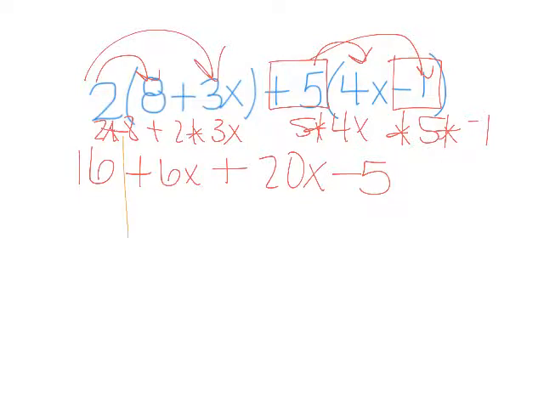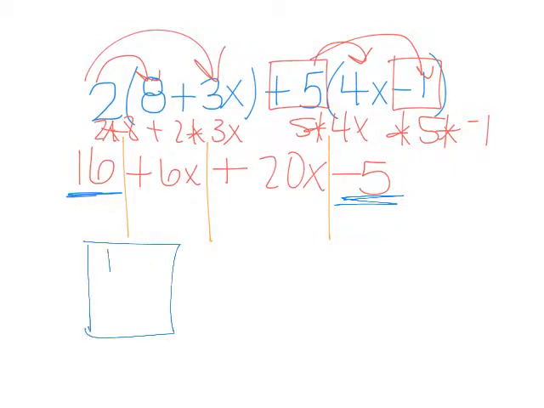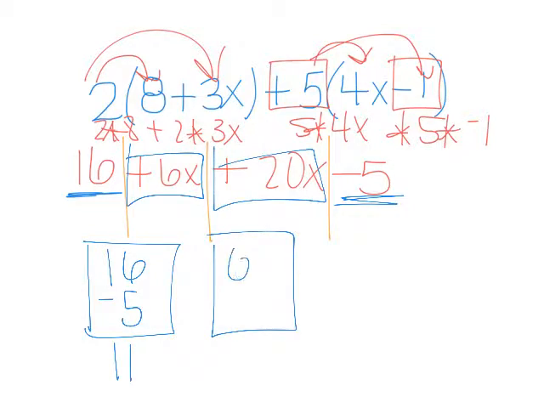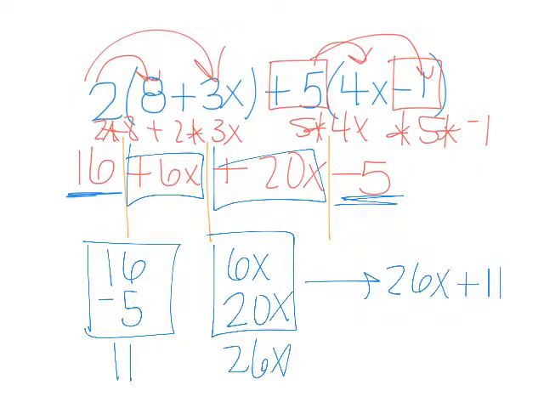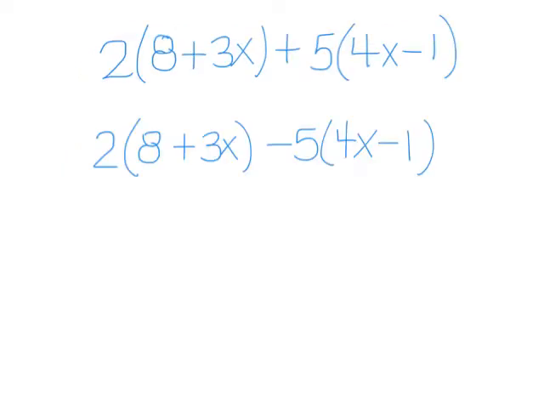Combine like terms. I've got 16 and then negative 5. With 16 and negative 5, I get 11. And then over here, I've got 6x and 20x, so that's 26x. So my final answer here is 26x plus 11. You take the number out front of the parentheses and multiply it to everything inside, but it has to be right next to those parentheses. All right, so we just did this top one here.